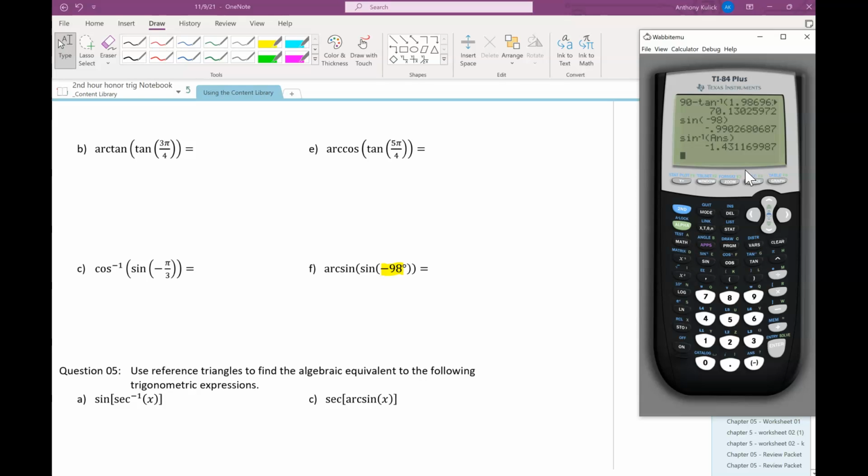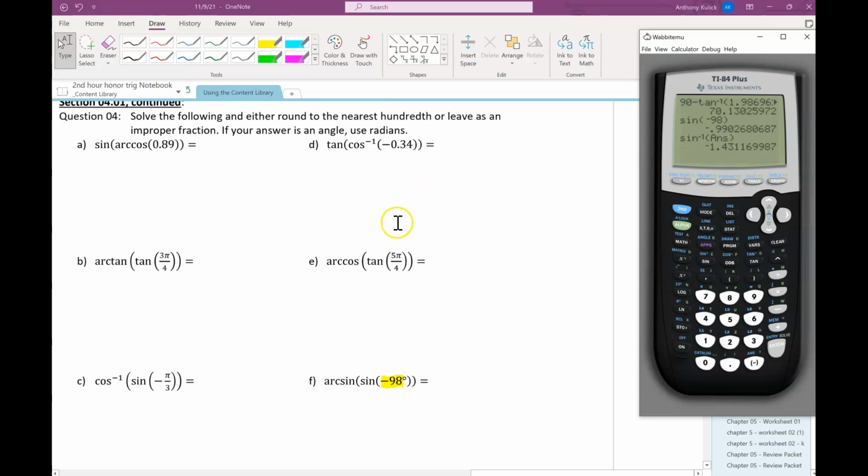So on all the problems on this page, you're really just working from the inside out. On A and D, you'd be using your calculator to do the insides. But on B, C, and E, you'd be using the unit circle to do the inside parts and the outside parts, really, because you should recognize these three as all unit circle angles. 3 pi over 4, 5 pi over 4, and negative pi over 3 are all unit circle angles.